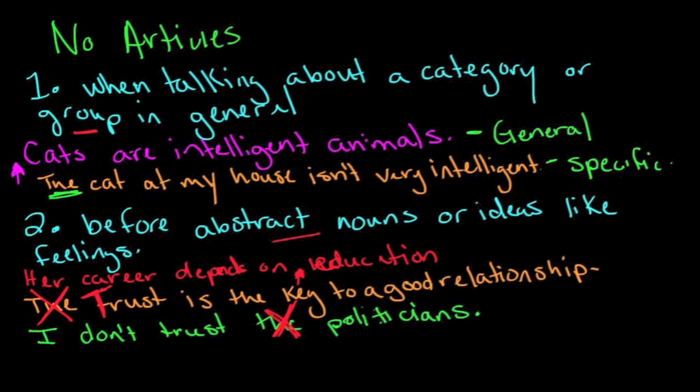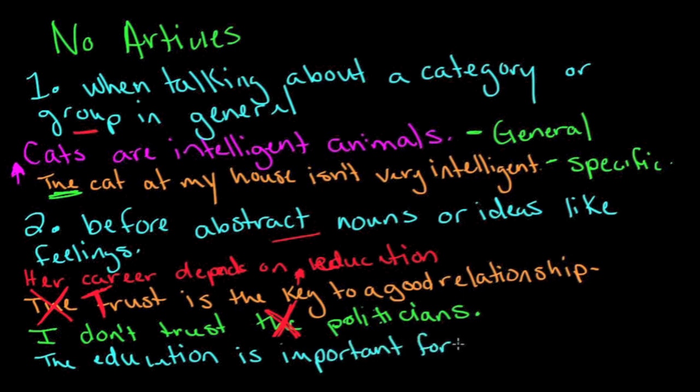Let's take a look at one more example. The education is important for young people. No, in this case, again, education is an abstract idea or noun, and so we do not use the. We just say education is important for young people.